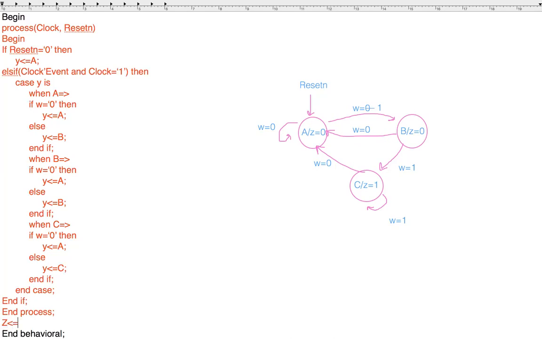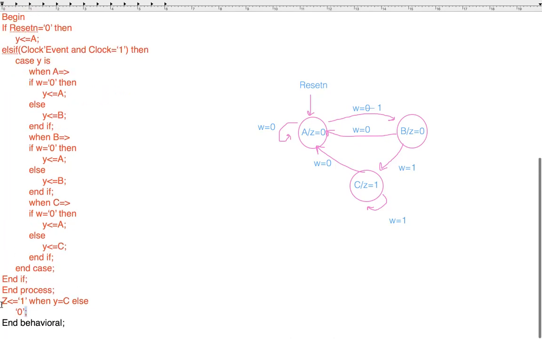So Z is going to get assigned to 1 when, because remember, we're not in a process anymore, so we can't use if statements. We have to use either the when-else or the with-select. So Z is going to be 1 when Y is equal to state C, else Z would be 0. We just need to say else 0. And then remember, I have to end it with a semicolon, and that will be for Z, and then we are good. We assigned the output as well.